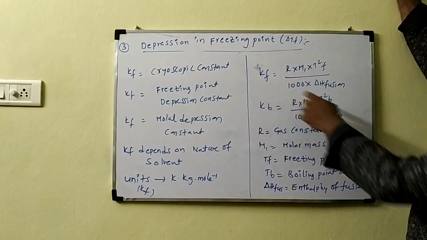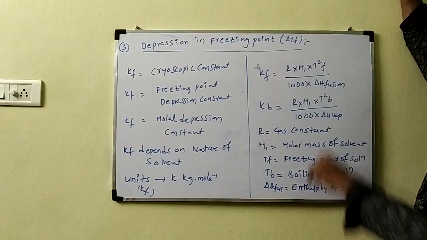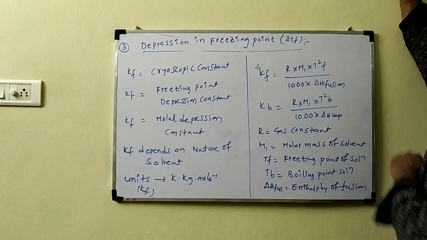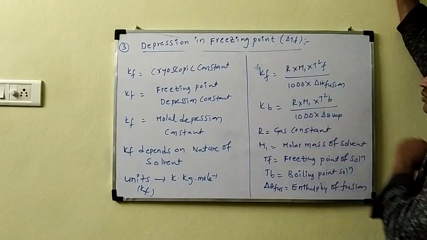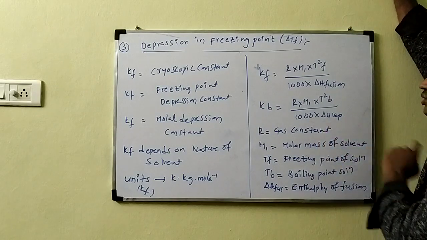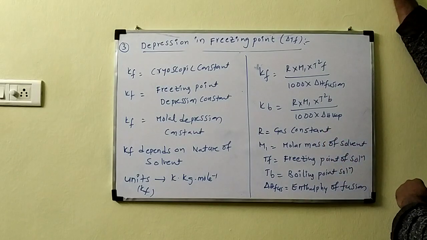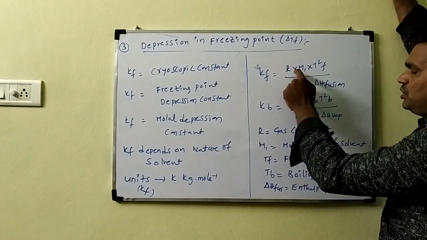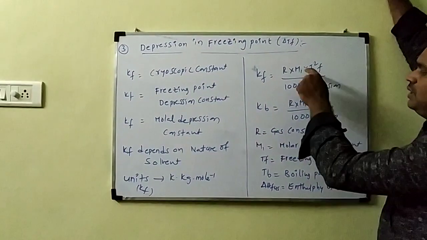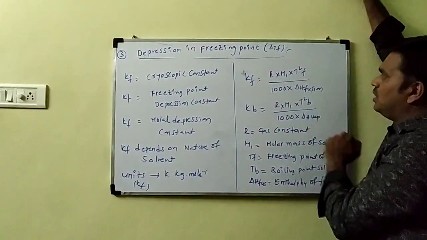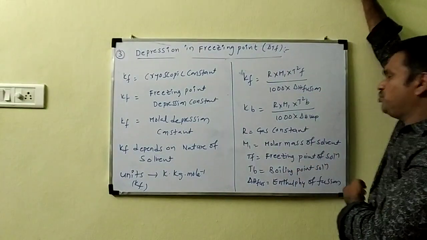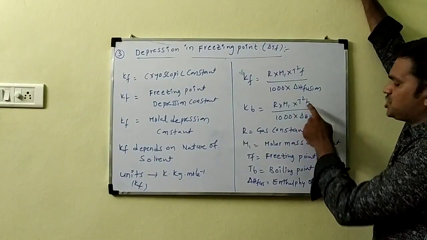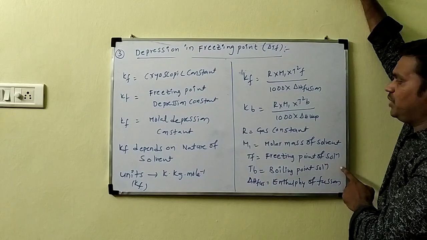These are also some of the formulas we use for Kf and Kb. Kf is equal to R into M1 into Tf square by 1000 into delta H fusion. In the same manner, Kb is equal to R into M1 into Tb square by 1000 into delta H vaporization. So what is R here? In both cases R is the gas constant. M1 is the molar mass of the solvent. Tf is the freezing point of the solvent, and Tb is the boiling point of the solvent.